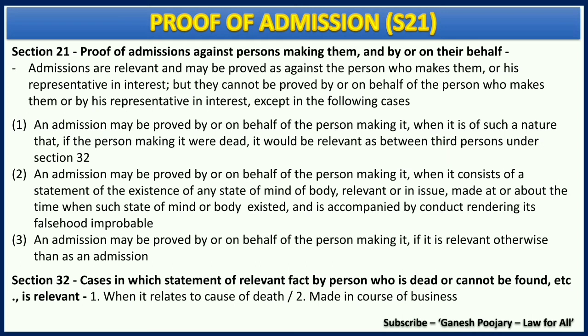Subclause 1 says an admission may be proved by or on behalf of the person making it when it is of such a nature that, if the person making it were dead, it would be relevant as between third persons under section 32. Now the person is dead. That is the first scenario.